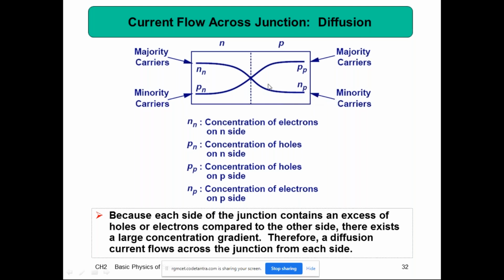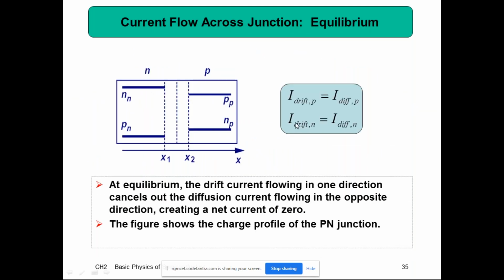These are the density levels, right? This is higher level. Why? Because majority carriers. This is lower level. Why? Because it is minority carriers. Similarly, here also it is majority carriers, electrons. Here it is minority carriers. You go like this, right?